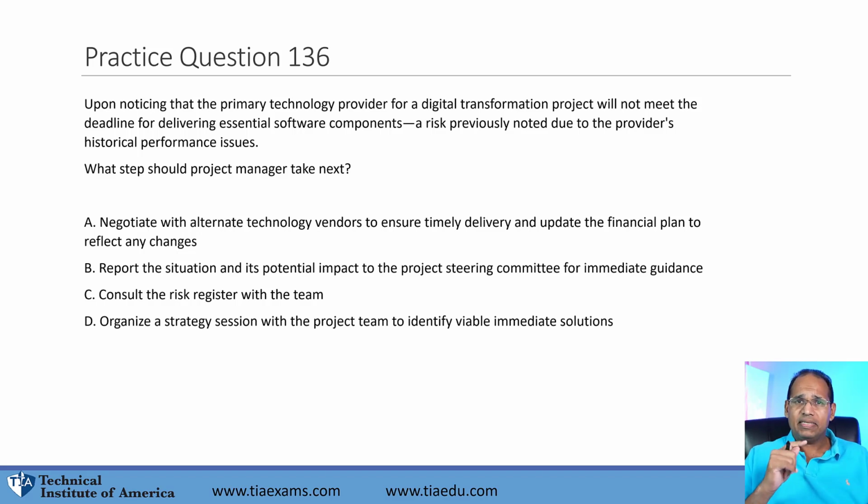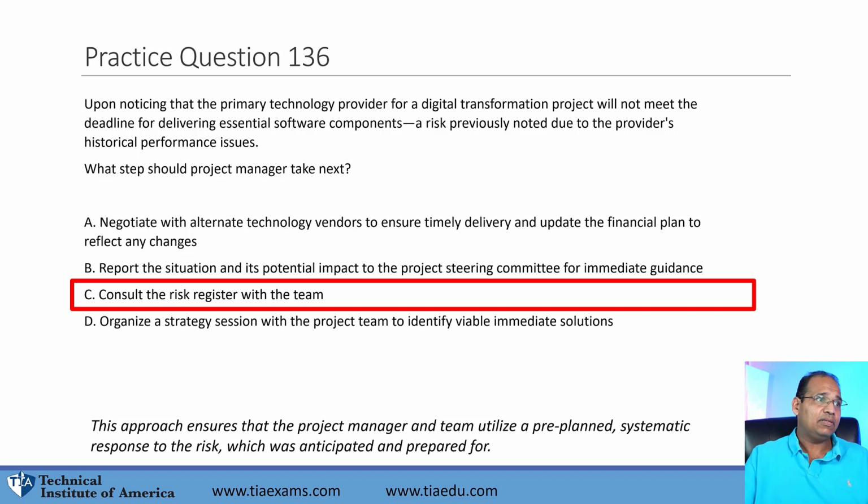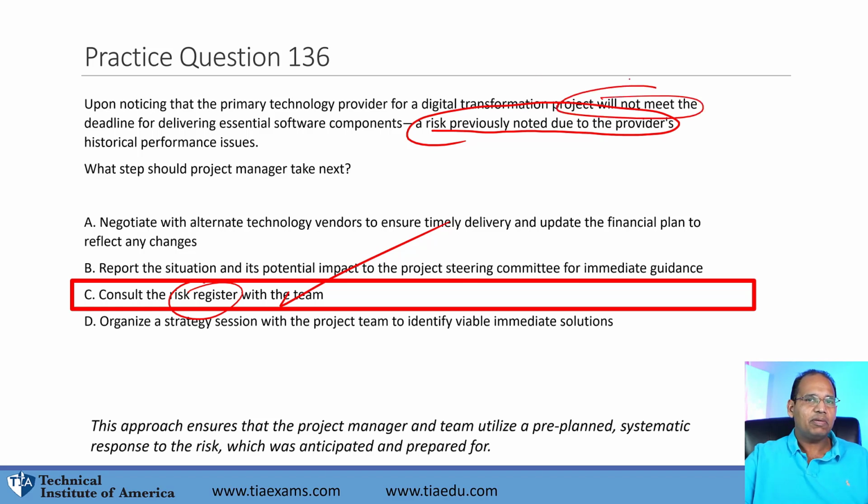All right. Best answer here. Now, there's two good answers. Those two good answers were C and D. Now, you know this was a risk that was previously noted. So where would the risk be? It'll be in the risk register with the actual mitigation strategy. You don't want to just negotiate with the vendor. The moment the vendor did something bad, you notice will not meet. So this is guaranteed to happen. So this is going to become an issue.